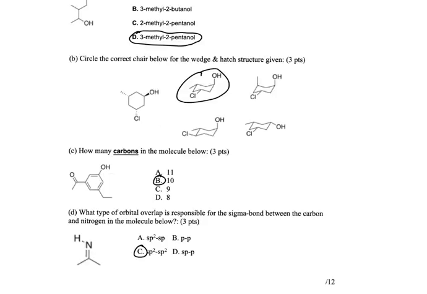All right, moving on. Wedges and hatches on a ring. Which chair does it match with? So the OH, I like to think, is up, is wedged. Chlorine and methyl are on the same side. They're both hatched, so they're both down. So it matches this one.